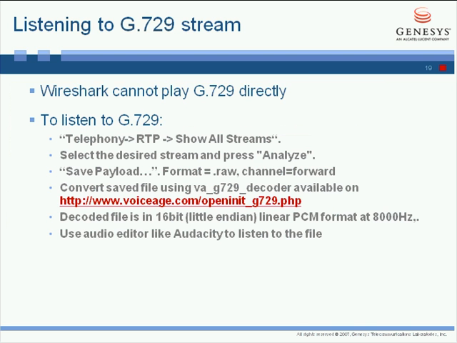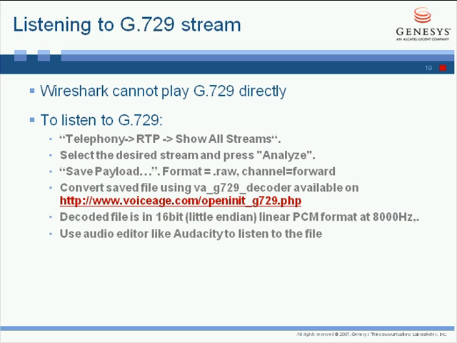After that, you can use this free G729 decoder, which has been created by this company called VoiceAge. You can download it freely on their website. And you can run this decoder on the raw file that Wireshark saved. And this will decode that file into a 16-bit linear PCM format at 8K.